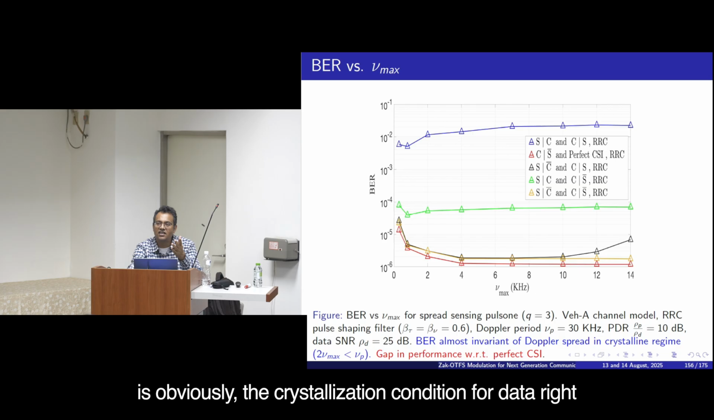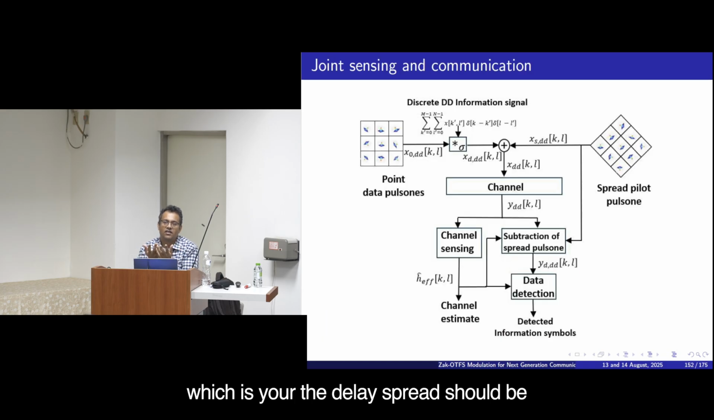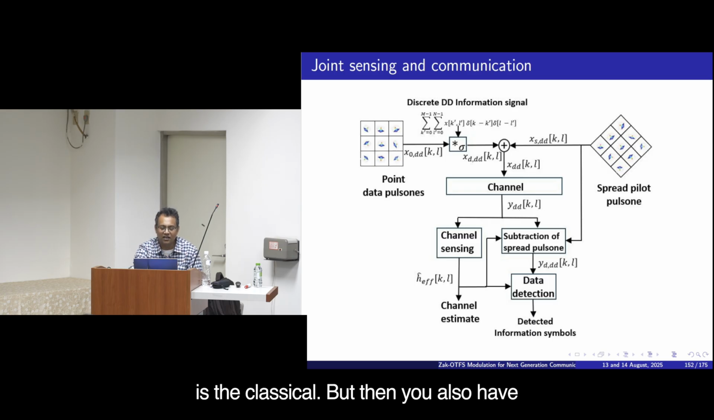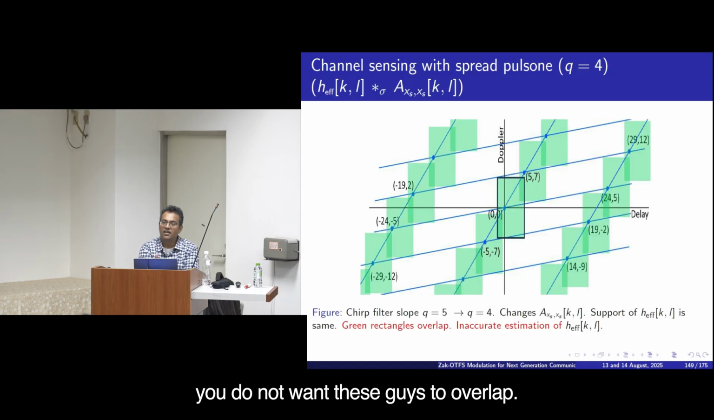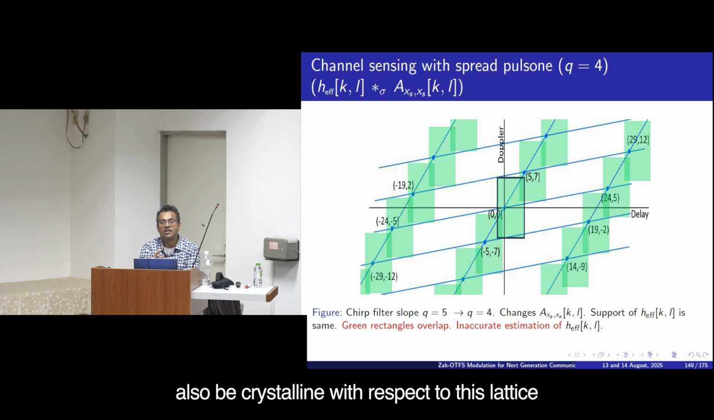One is obviously the crystallization condition for data, which is the delay spread should be less than tau p and the Doppler spread should be less than nu p. That is the classical. But then you also have that as far as your estimation is concerned, you do not want these guys to overlap. So your channel delay and Doppler spread should also be crystalline with respect to this lattice.